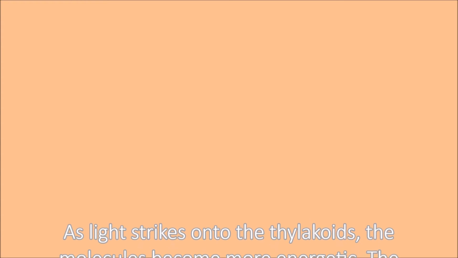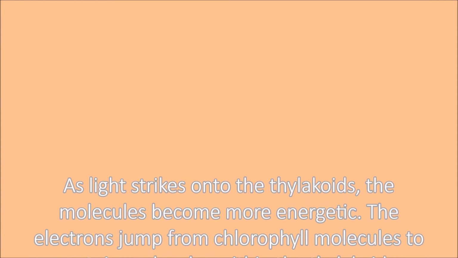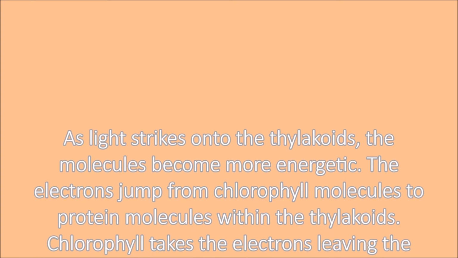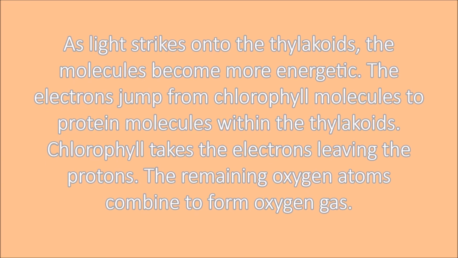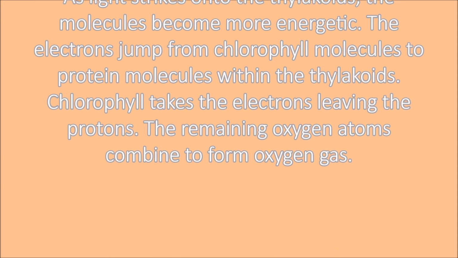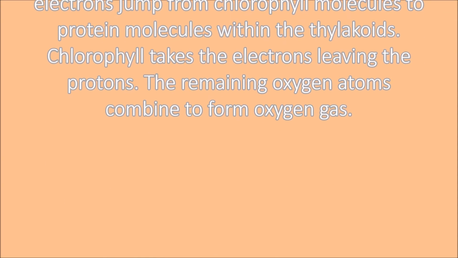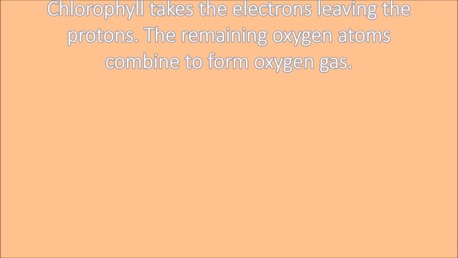As light strikes the thylakoids, the molecules become more energetic. The electrons jump from chlorophyll molecules to protein molecules within the thylakoids. Chlorophyll takes the electrons, leaving the protons. The remaining oxygen atoms combine to form oxygen gas.